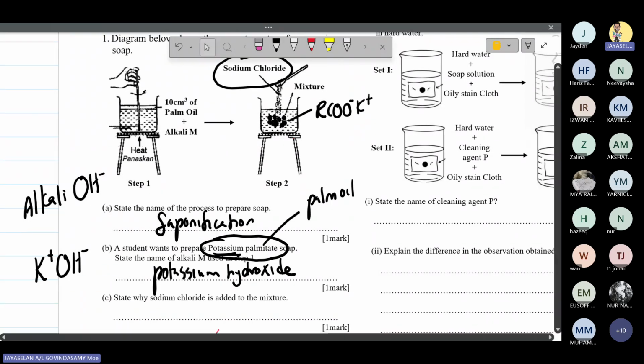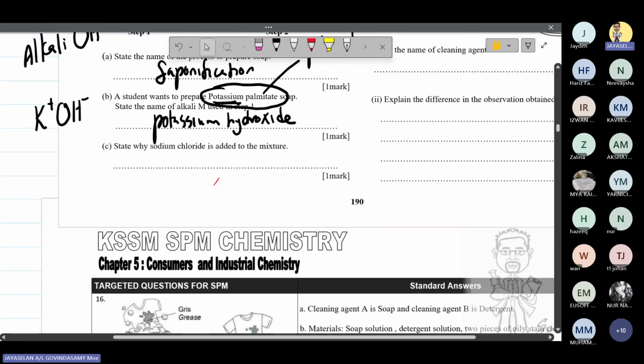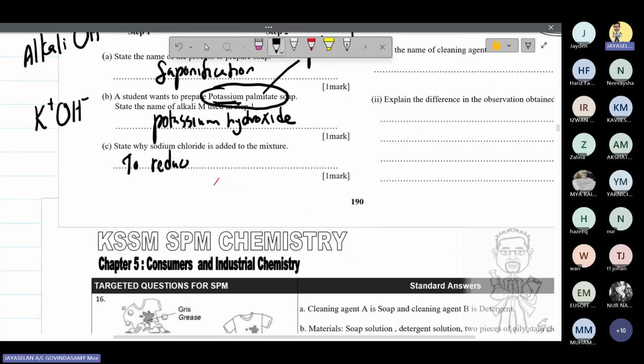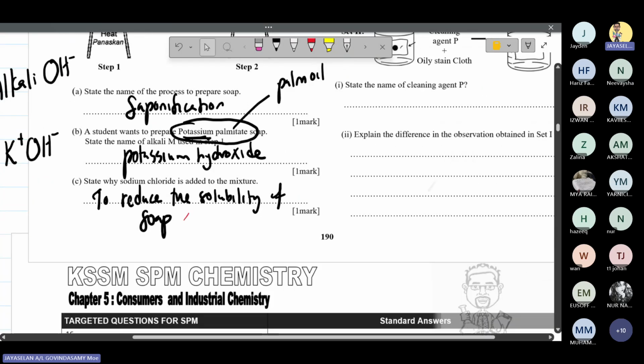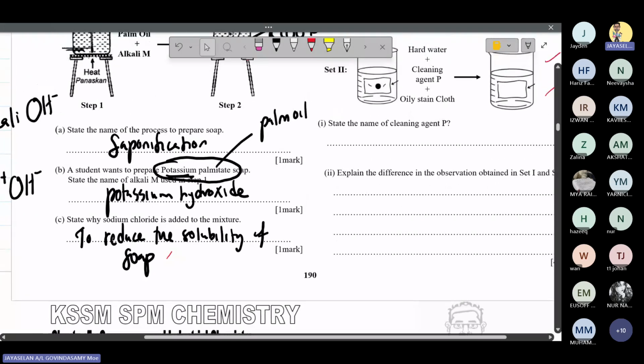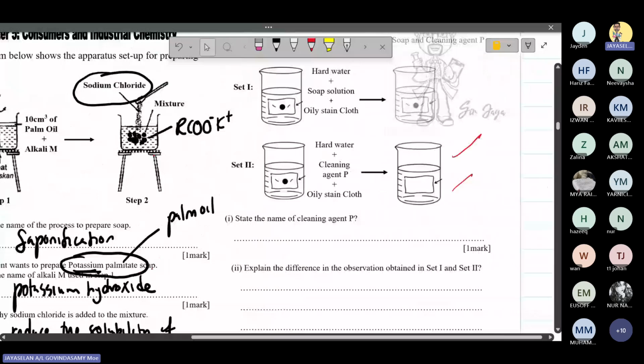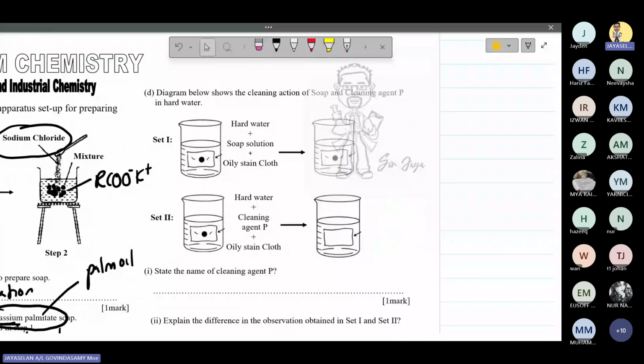So what is the function of sodium chloride added in saponification reaction? To reduce the solubility of soap. You already score 1 mark. Any question? No question. Okay, faham.